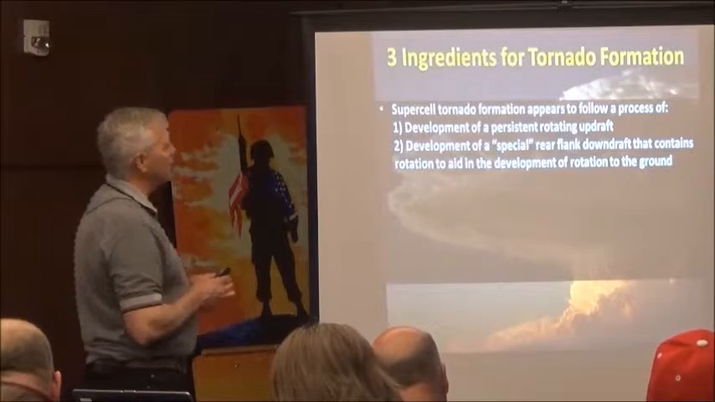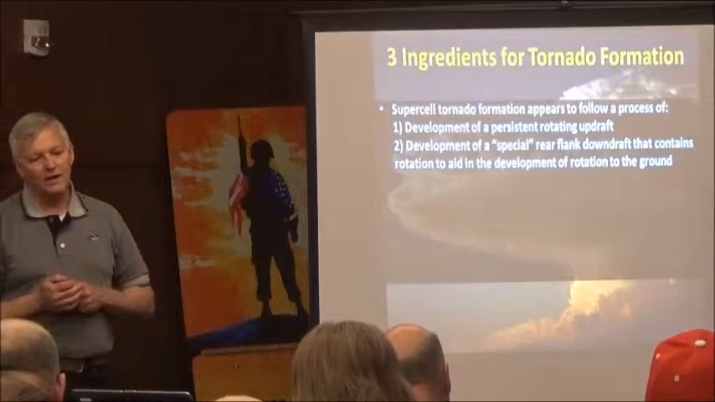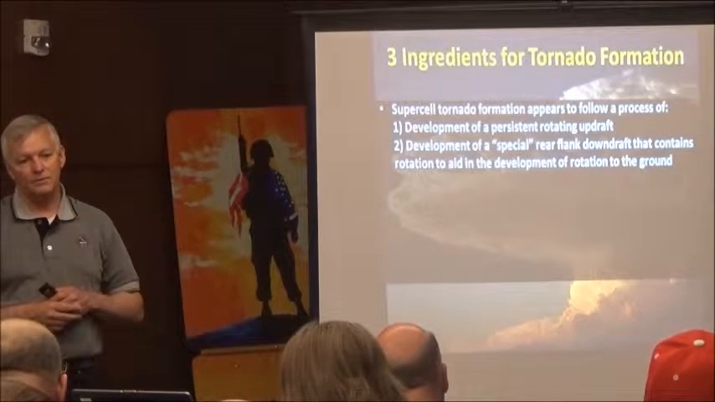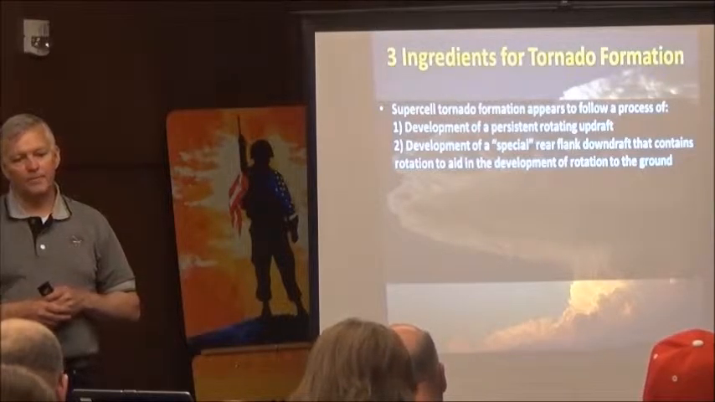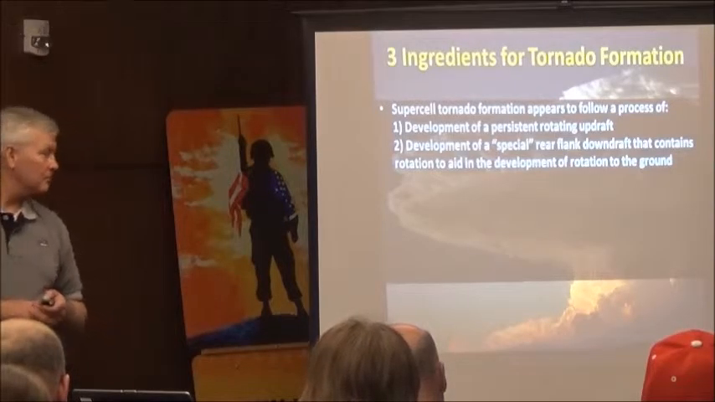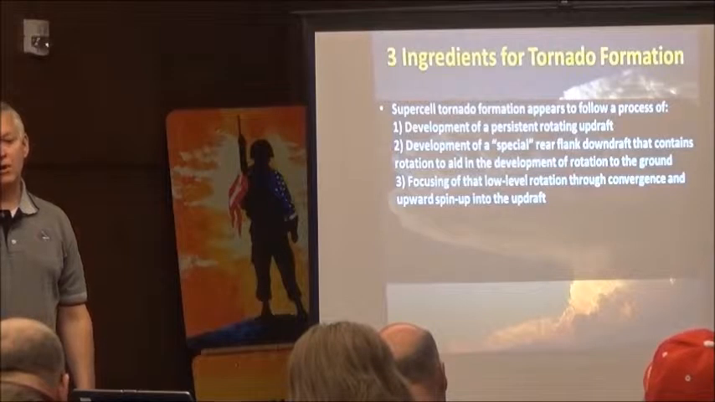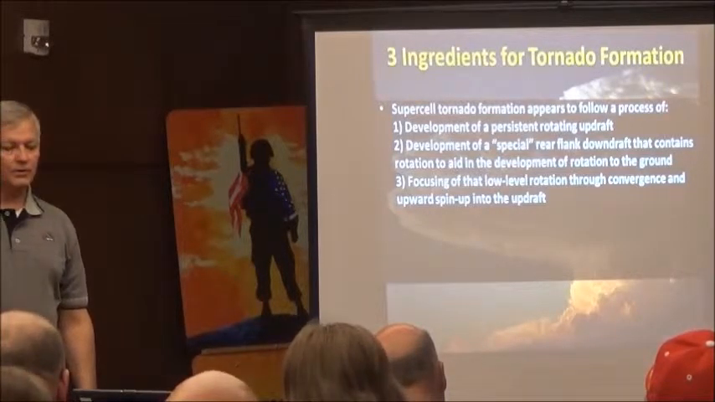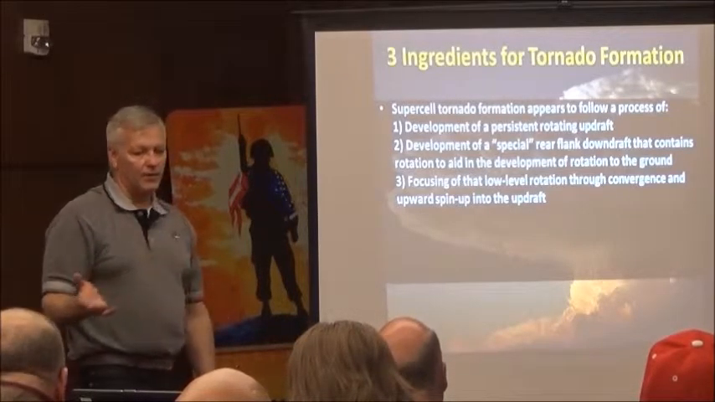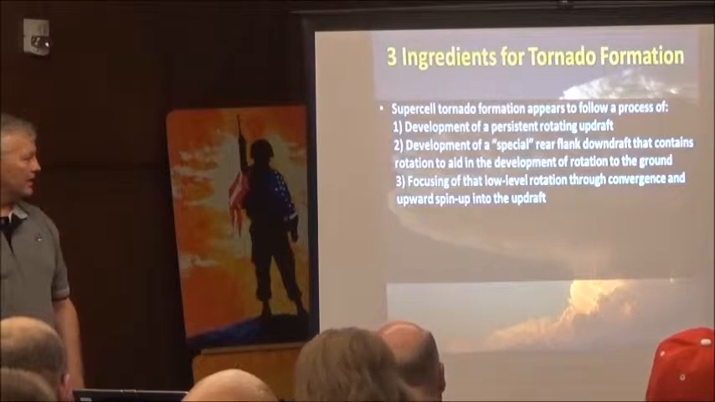Next is development of a special rear flank downdraft that contains rotation to aid in the development of the rotation downward toward the ground. So it's what we call the RFD, the rear flank downdraft. In our regular class, we talk about the downdraft, but we're talking about the forward flank downdraft. We just didn't give it the name there. So that's the downdraft you have with every storm, the forward flank. For the supercells, you can get something called the rear flank downdraft.